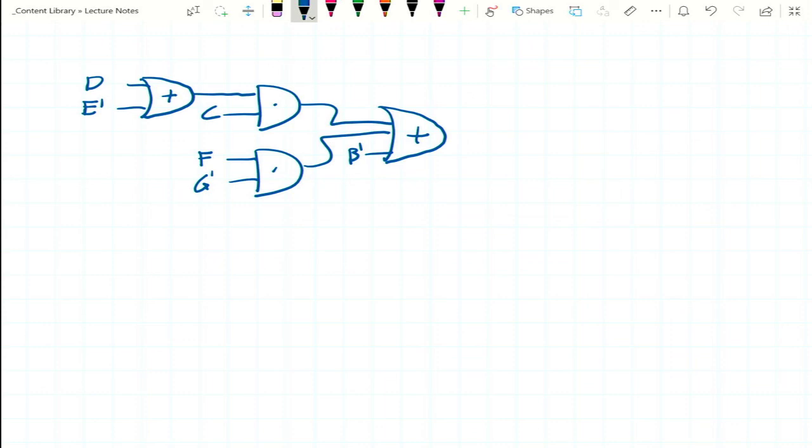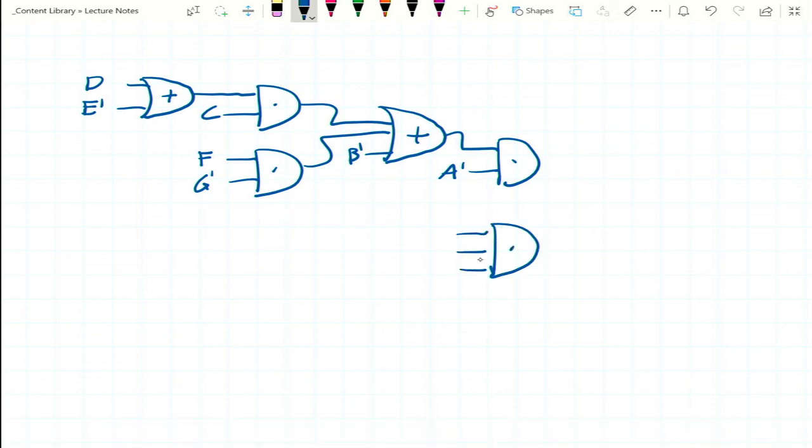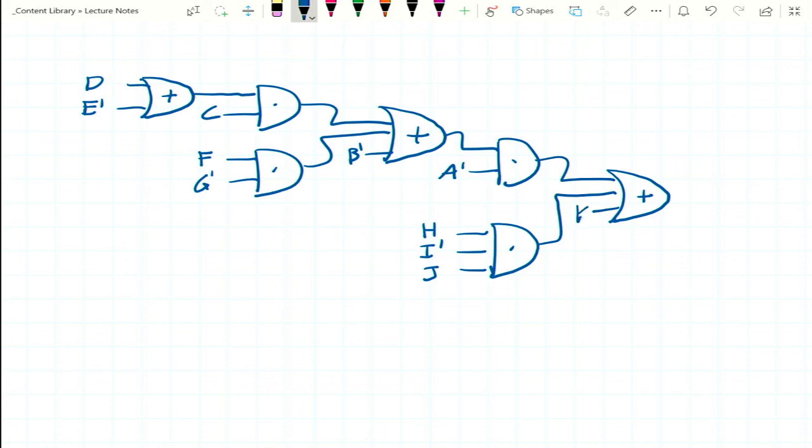Then we had an AND gate level, which took the output of the OR gate and A prime. And also here is where we did H I prime J. And then finally we wrap things up with an OR gate, which also took K. And there's our output F. All right. So there's our circuit of AND and OR gates.